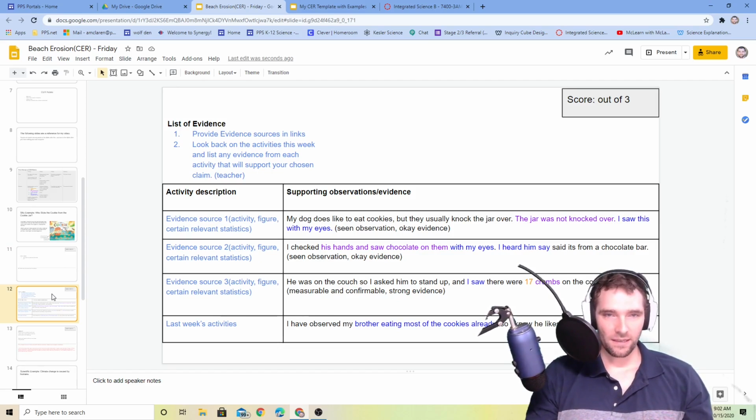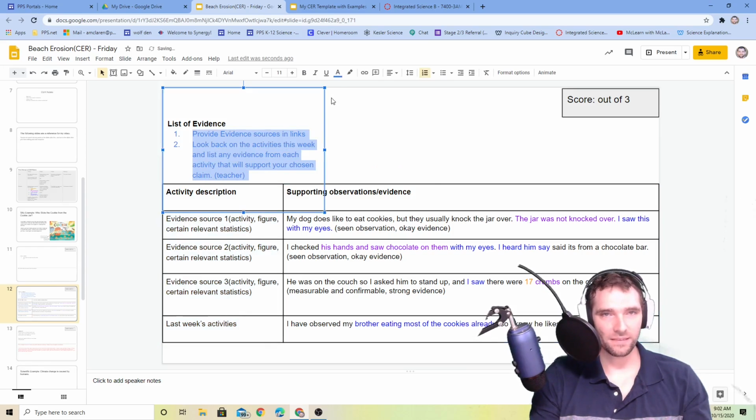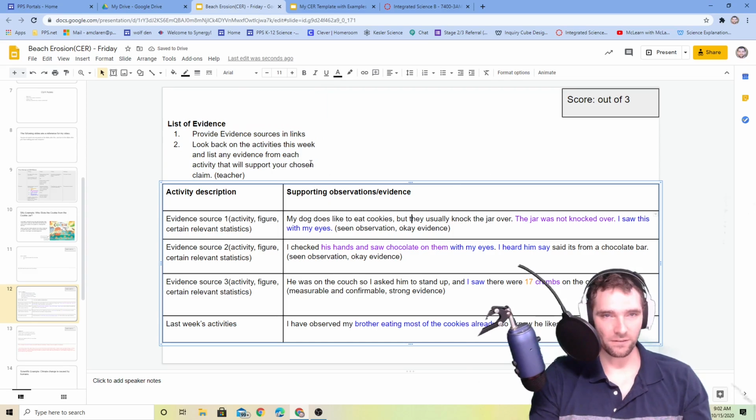So for this, this is what it might actually look like. Sorry, this should be black really. That should also be black for you guys. This is what a final response would look like with the color coding. So you can see this evidence that I've provided.